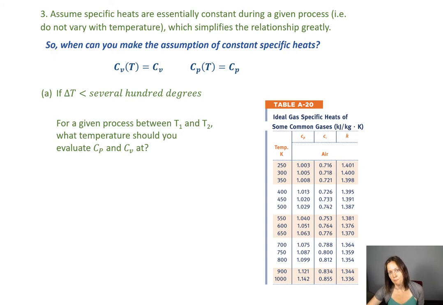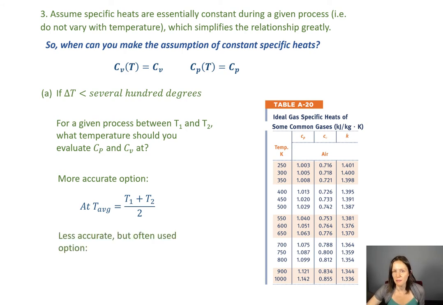So now the question might be, all right, great. Let's say I've got a process occurring between 300 Kelvin and 500 Kelvin for air. And I've said, okay, well, that's only 200 degrees, so making the assumption that I've got constant specific heats is a pretty safe assumption to make. But now what temperature should I evaluate CP and CV at? Because I've got a CP and CV value for 300, I've got one for 400. So what temperature should I actually evaluate it at? The answer is, if I want to be most accurate, I would evaluate it at the average temperature. So if T1 is 300, T2 is 400, I might evaluate it at 350 Kelvin.